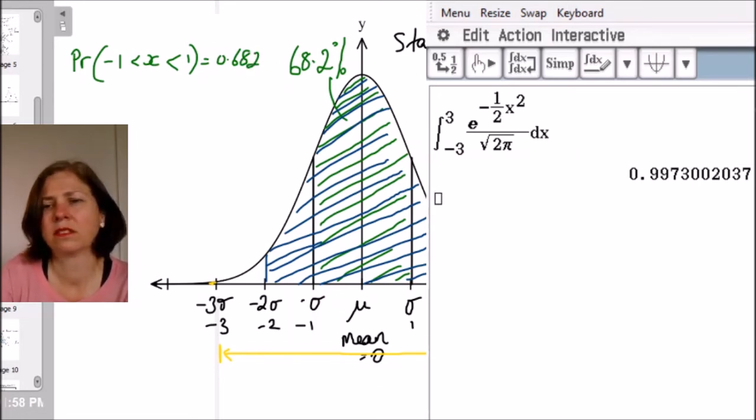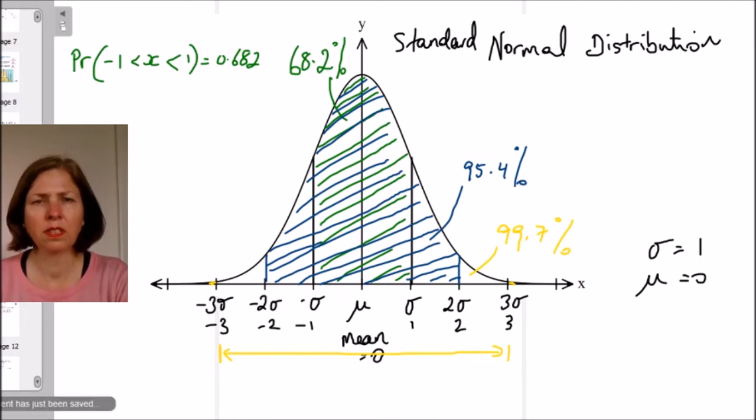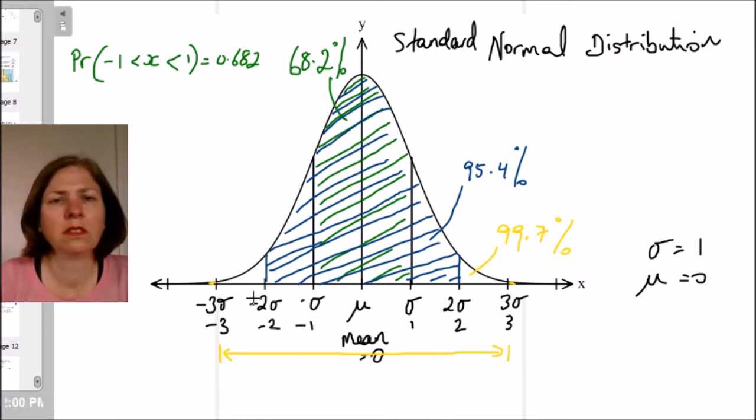Sorry, I'm just going to get rid of that CAS button for you. Okay, that's better. Right. Oh, hang on. And I'm just going to change that to a capital X.